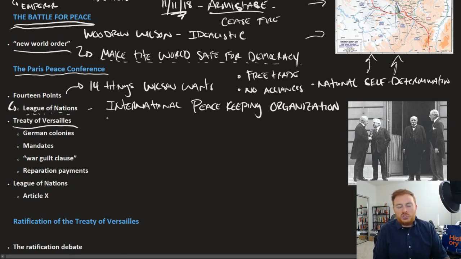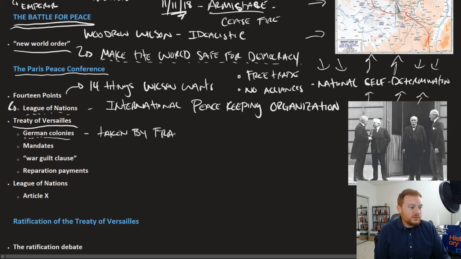what should happen with Germany. And in fact, very little of it actually resembled what the United States wanted. So for example, this idea of national self-determination, well, for Great Britain and France, they really just wanted to acquire more territory. So the German colonies, which again had belonged to Germany, were taken by France and Great Britain. And a mandate system was created in the Middle East out of the Ottoman Empire.